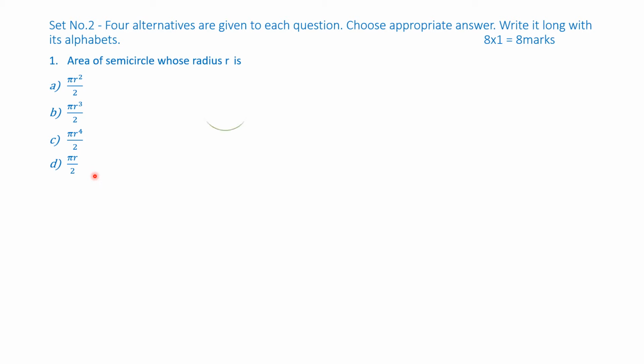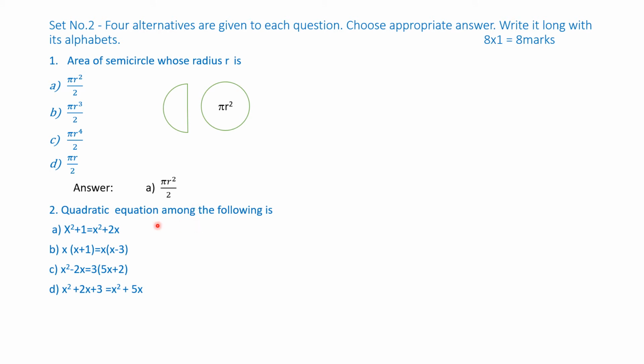Now, let us find out what is the area of a circle. The area of a circle is given by pi r square. But in the question, he has asked about a semicircle. So, let us see what a semicircle is. A semicircle is half of the full circle. Therefore, the area of a semicircle will be half of the circle, that is pi r square by 2. Here, the first option itself is pi r square by 2. Therefore, the answer is A, pi r square by 2.